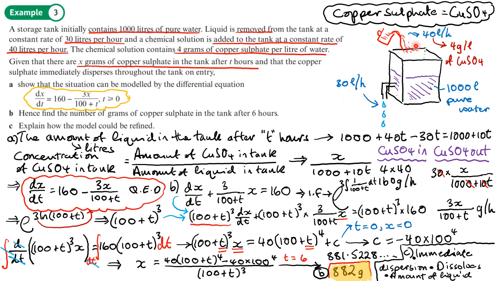So talk about the amount of liquid in the tank, talk about the concentration of liquid in the tank, talk about the fact that it's supposed to be pure water. Is it going to be pure? Is there going to be some remnants of copper sulfate from before? Talk about the fact that it's immediately dispersed throughout the liquid on entry. Any of these things will get you a mark. It's always worth reading through the question again and seeing what things are mentioned to simplify the question. Those are the types of things that you want to mention here in part C.